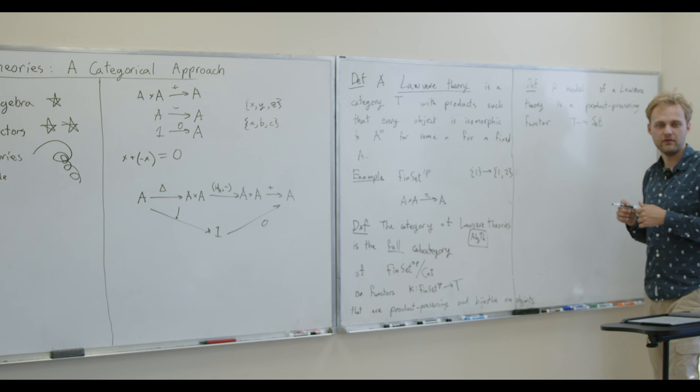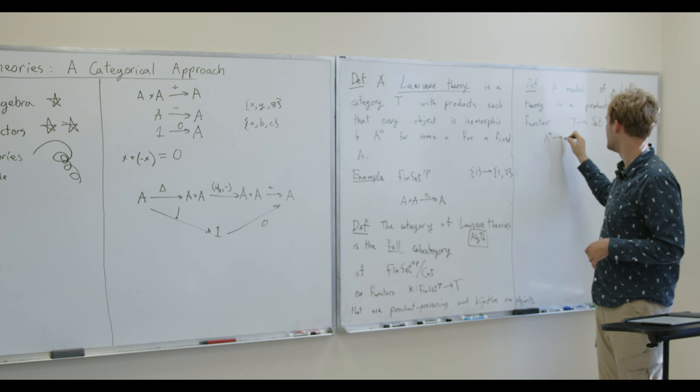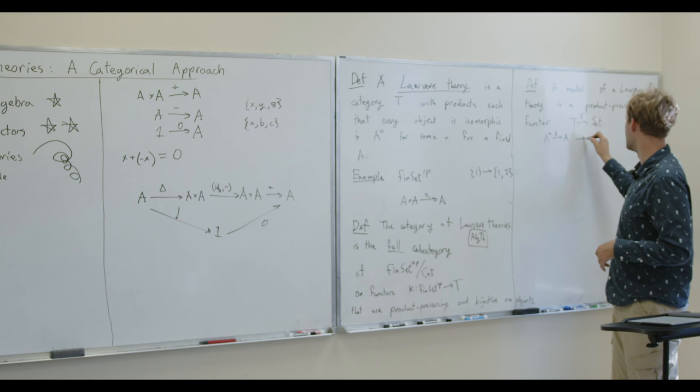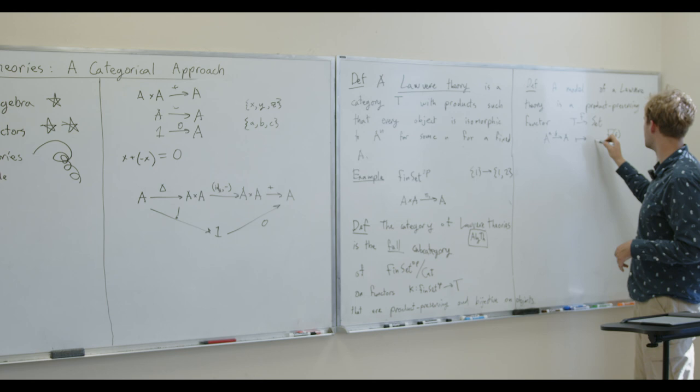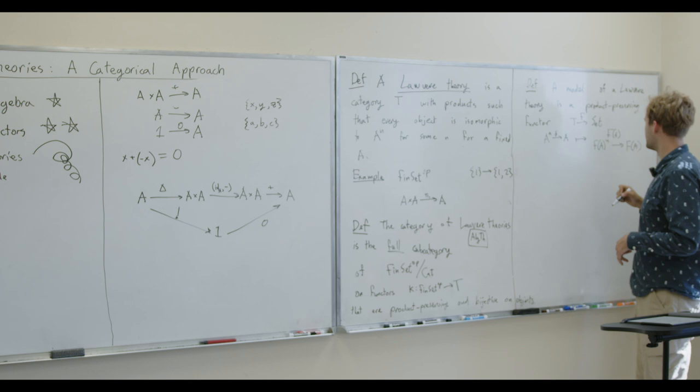Because for a function a^n to a, this is f, this little f, we get f of f going from f of a^n to f of a.